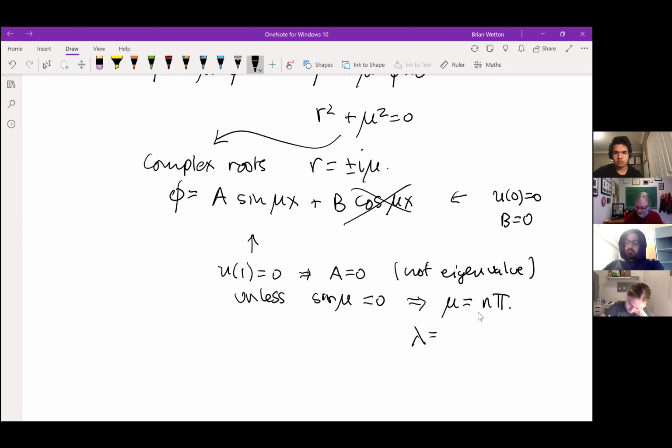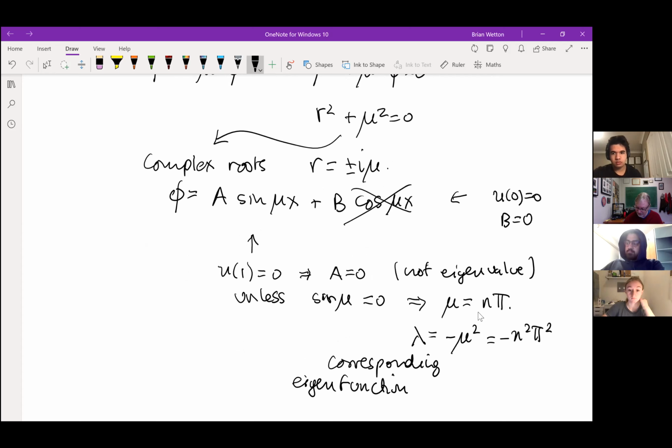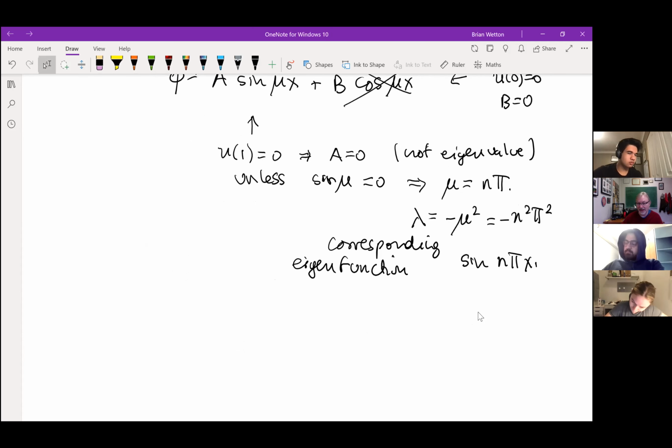Remember, the eigenvalue then was minus mu squared. That's minus n squared pi squared. And the corresponding eigenfunction is sine n pi x. Okay, and then now we know theoretically that these functions satisfy an orthogonality relationship. But the first time you saw that, you did it explicitly, did the integrals of sine n pi x times sine m pi x, where n was not equal to m, and you showed that that was 0.